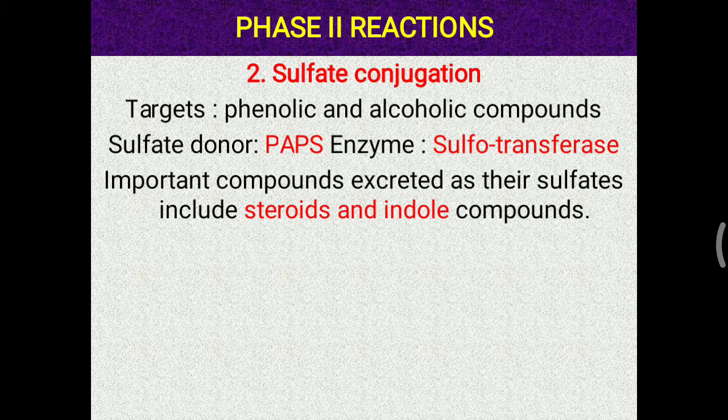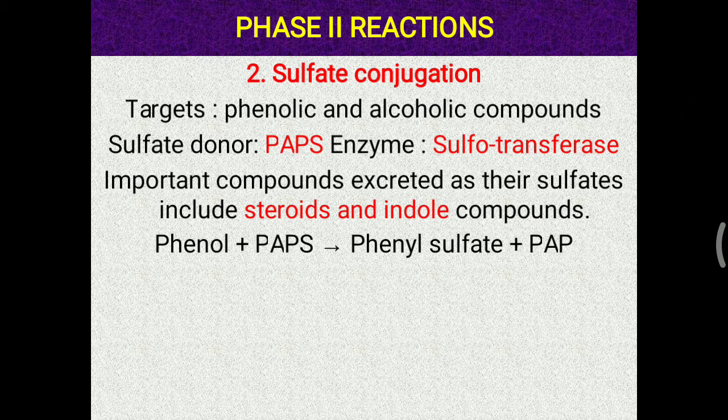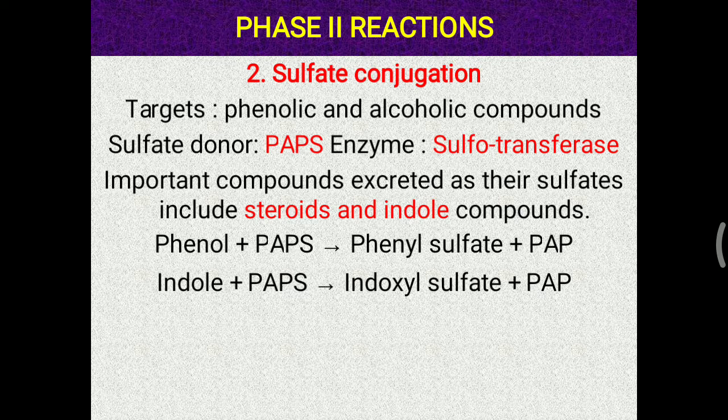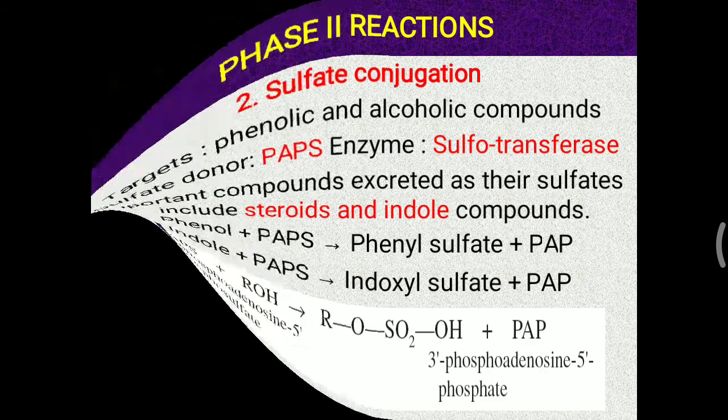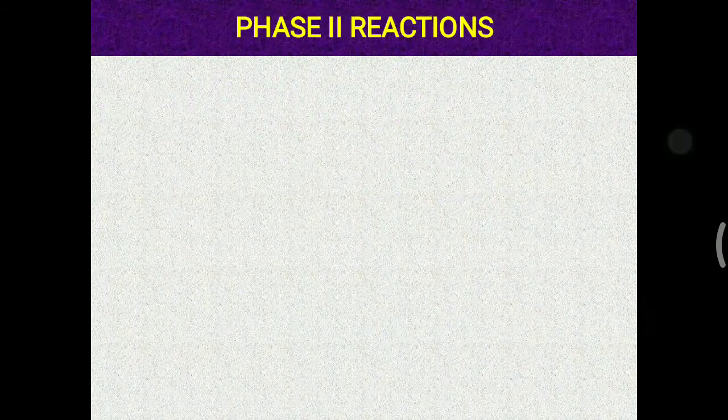Once the function of the steroid and indole is over, they will be excreted in the form of sulfated molecules. Phenol will attach with the PAPS and make phenyl sulfate. In the same way, indole will attach with the PAPS and make indoxyl sulfate. So the particular xenobiotic attaches with the PAPS and makes the corresponding sulfate molecule, which will be excreted. So that is the important sulfate conjugation.